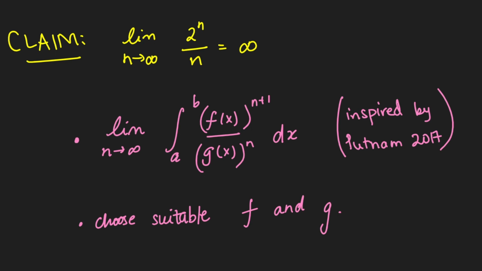And the way we're going to be working out this limit is by firstly evaluating this integral here, the integral from a to b of (f(x)^(n+1))/(g(x)^n) dx, and taking the limit as n goes to infinity, where f and g are certain types of functions, so we'll look at that in a moment. And this is inspired by a Putnam problem from 2017. And then what we're going to do is to choose a suitable choice for f and for g. Anyway, let's dive into this one.